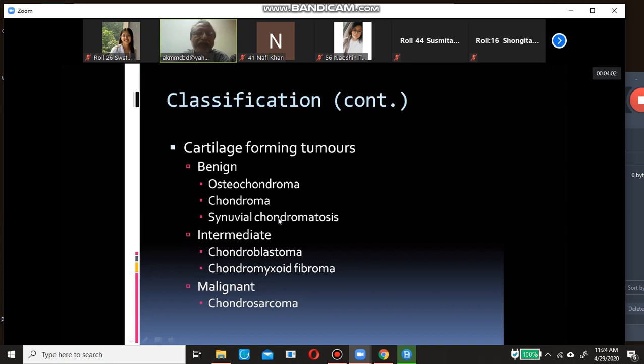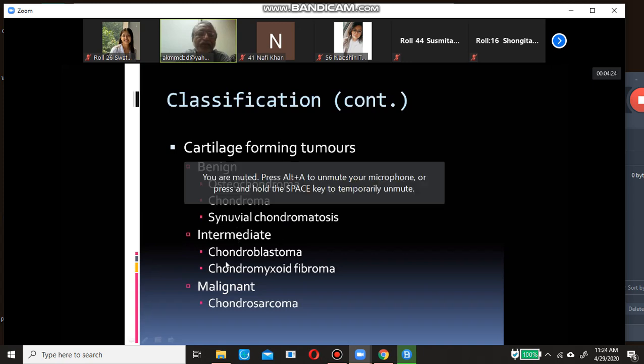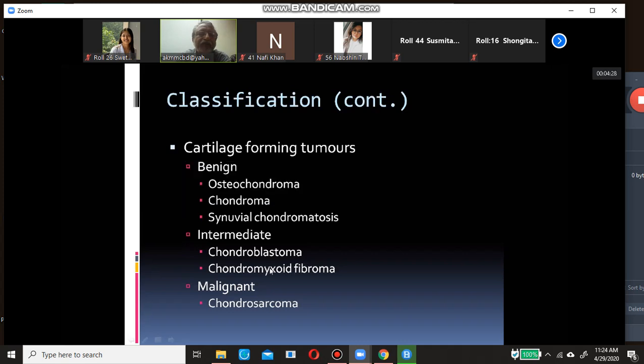Synovial chondromatosis is considered a tumorous condition. We have found that in some conditions of abnormality in the joint, particularly in the knee joint, there is excessive cartilage formation throughout the capsule, throughout the synovial tissue. That is also a tumorous condition. So it is a benign condition, synovial chondromatosis. Intermediate: chondroblastoma and chondromyxoid fibroma, they can be locally aggressive. Among the malignant, we have chondrosarcoma.